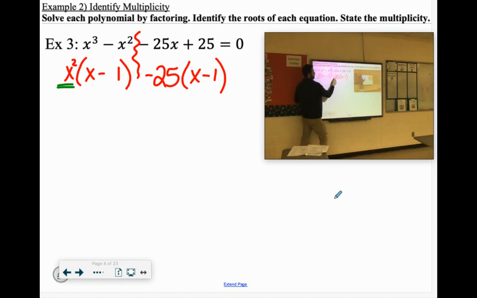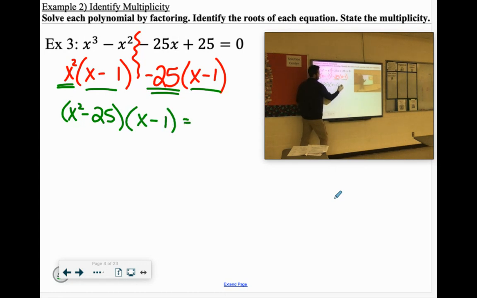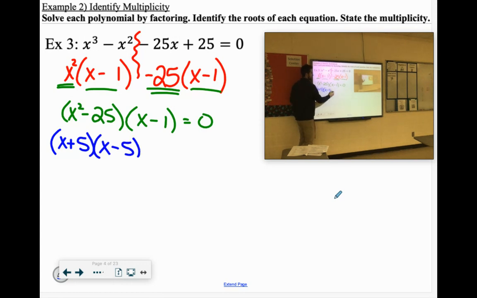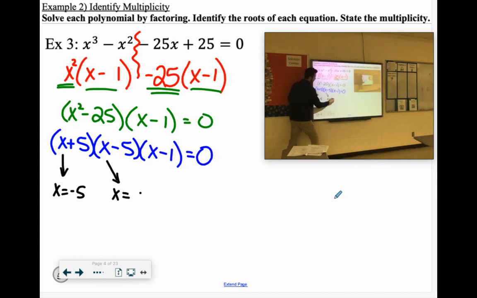So then in one of our sets of parentheses, we have x squared minus 25. In our other set of parentheses, we have the x minus 1. And then still, we can factor x squared minus 25 as the difference of squares. So we write x plus 5 times x minus 5. And then you've got the x minus 1. Which then, your zeros: you have x equals -5, and then this one, x equals +5, and this one over here, x equals 1.